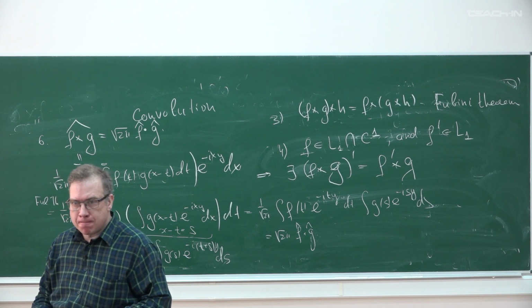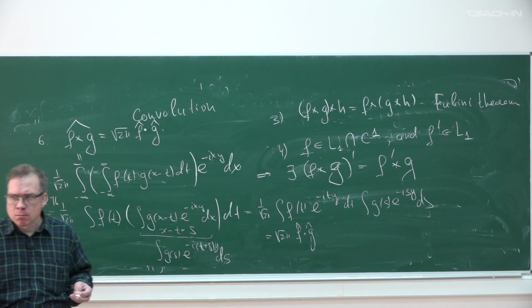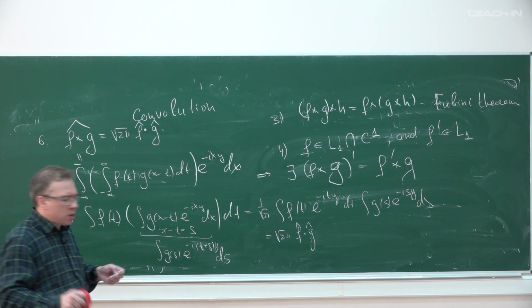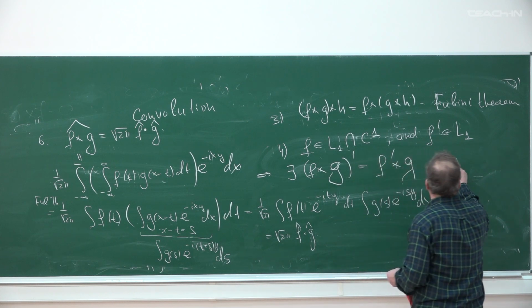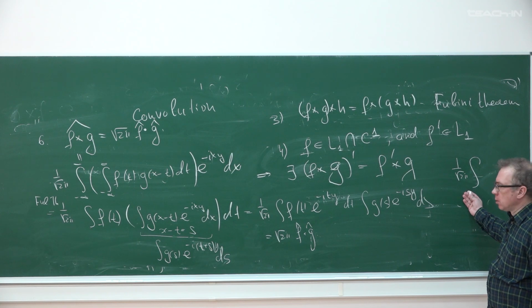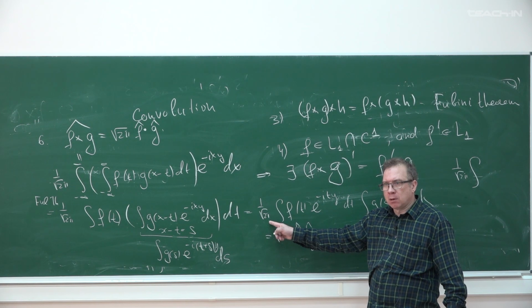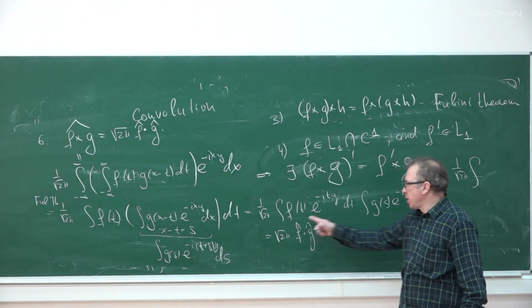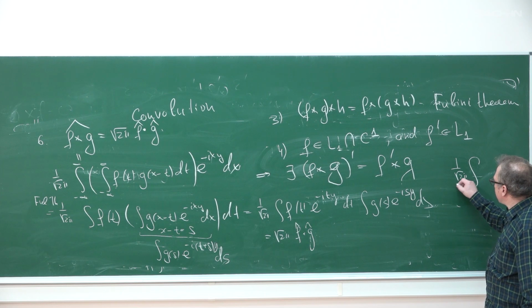Okay? You ask why this? Because we define the Fourier transform with this factor before the integral. But we have two integrals and only one factor. So I divide by this and multiply by this to obtain two Fourier transforms. I write the Fourier transform with this factor.